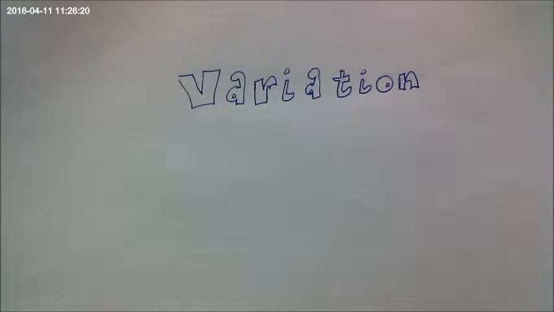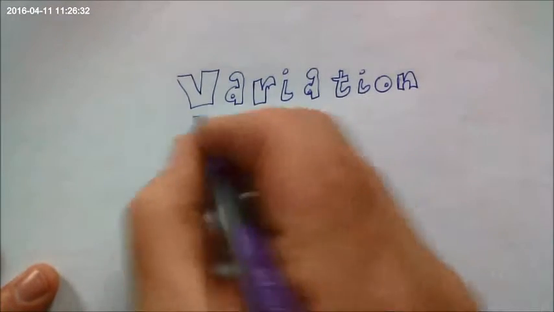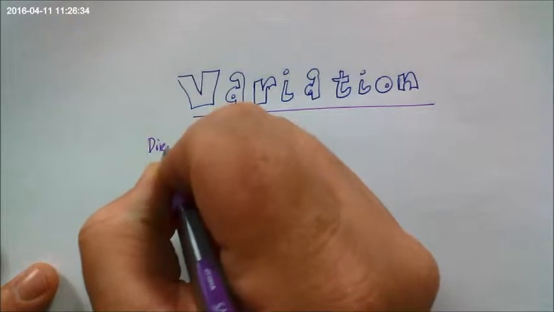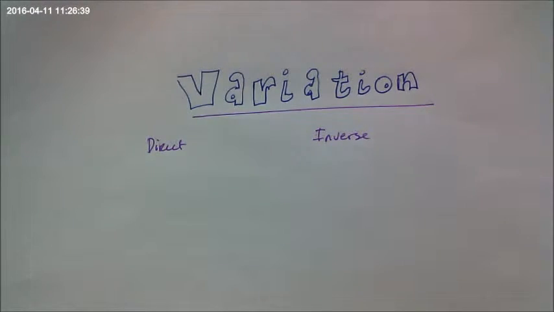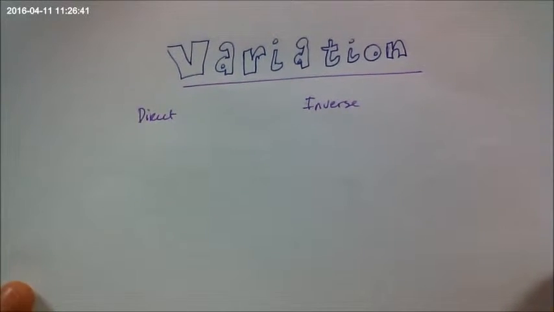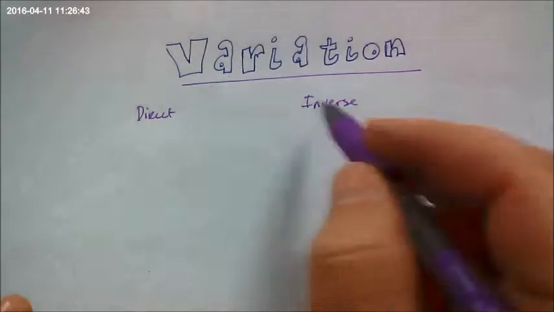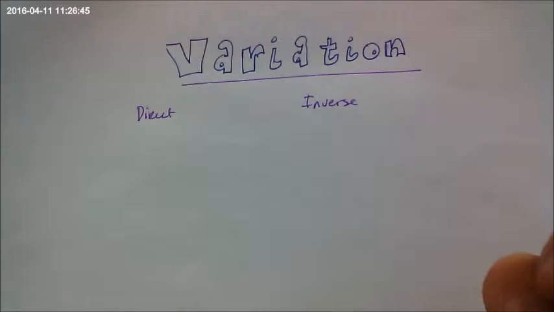Now we're going to talk about variation. There are two types of variation in basic algebra: direct and inverse. When you're working with variation problems, it usually tells you with one of those two words. If not, you have to contextually determine which it is.